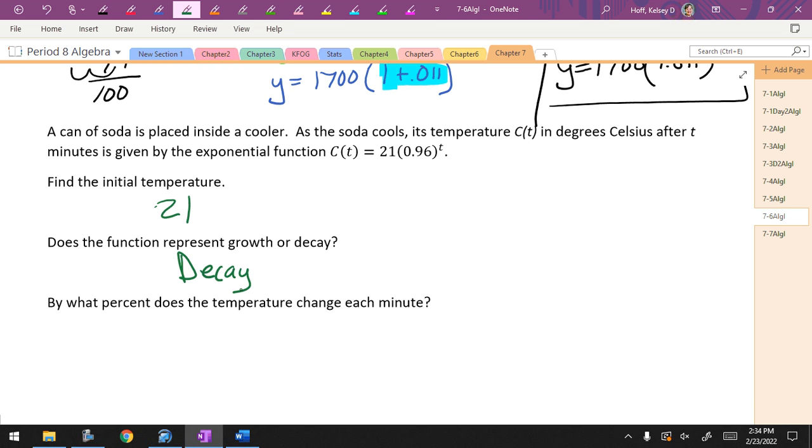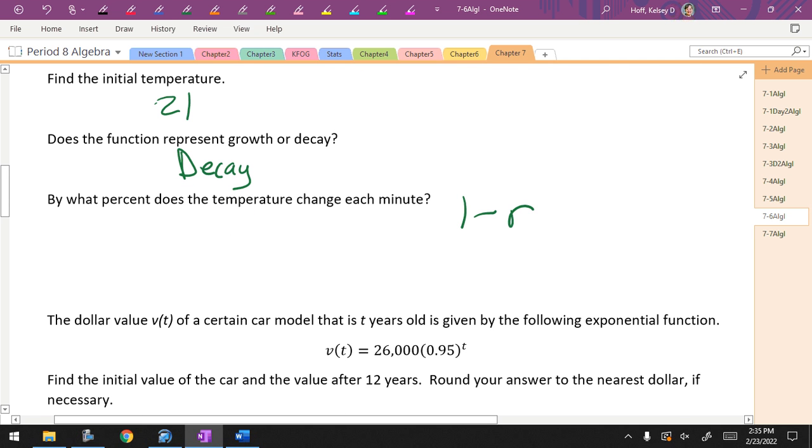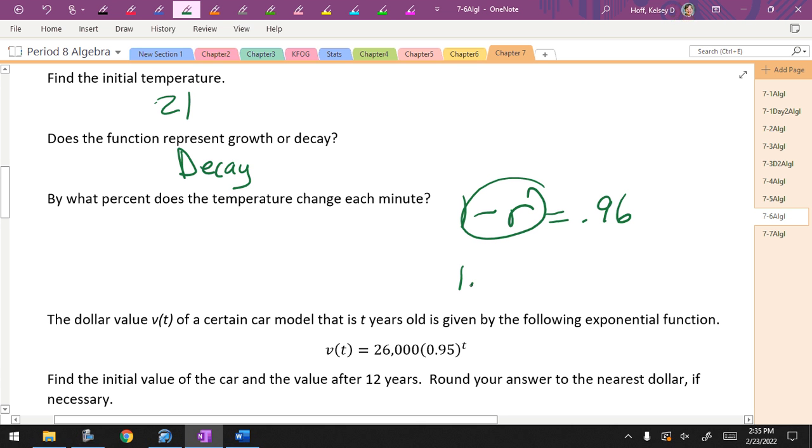Amber? How'd you get 4? Very good. We started with 100, right? We started with 1. Now we're down to 0.96. Remember, it was 1 minus r, and we know that that's got to be 0.96. Well, what did I subtract? 1 minus 0.04. 0.04 as a percentage would be 4%.